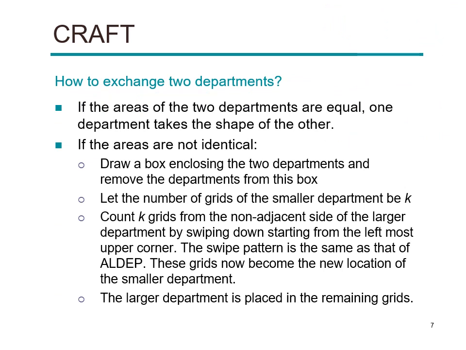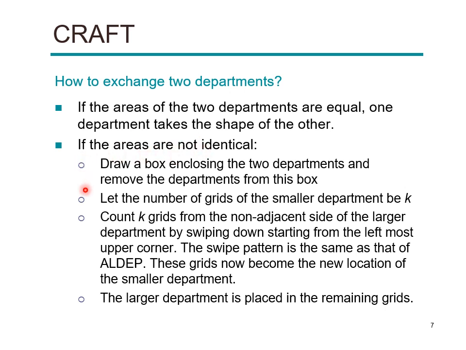Then when you decide to exchange two departments, since they provide the greatest improvement in the objective function, how do we exchange these two departments? If the areas of the two departments are equal, it's easy. One takes the place of the other, takes the shape of the other one. If the sizes are equal, it's very easy. But if the areas are not identical, then what do we do?